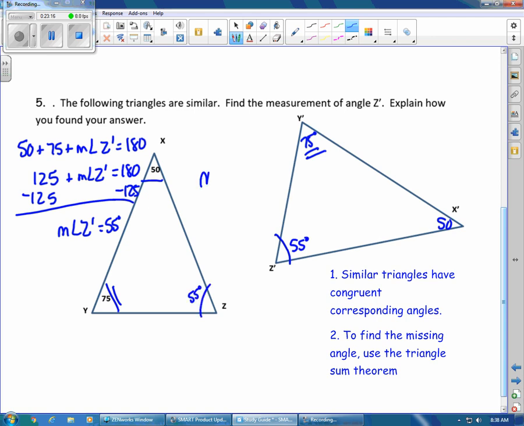So the measure of angle Z prime equals 55 degrees. How do I know? Right there. Make sure you are explaining how you found your answer. Now, just like I was explaining before, you don't have to say, I took 50 and added 75 and added Z and then I subtracted. You don't have to give me that detail. This is what I'm looking for: the reasons behind it, the mathematical concepts that we've been studying.